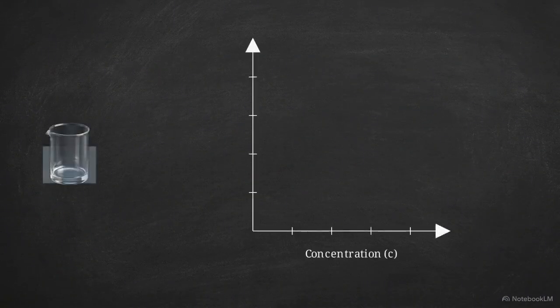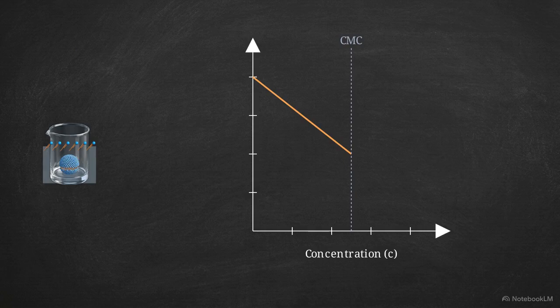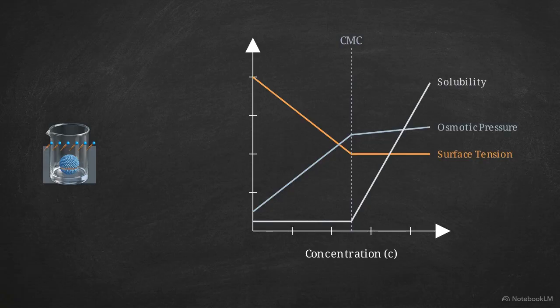As you add more surfactant to a solution, the molecules initially orient themselves at the surface, lowering the surface tension. Eventually, that surface layer saturates. At a specific threshold known as the critical micelle concentration, or CMC, the added surfactant molecules begin spontaneously aggregating into spherical structures called micelles. This graph plots bulk solution properties, like surface tension, osmotic pressure, and solubility, against surfactant concentration.